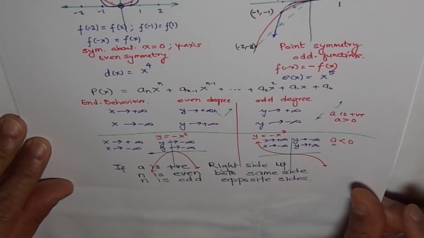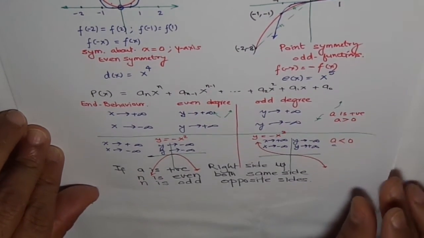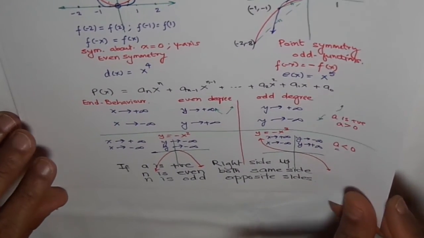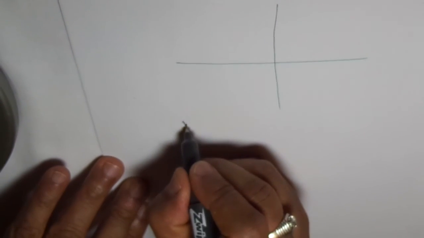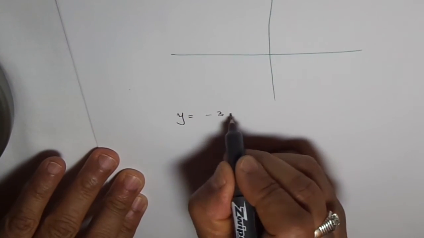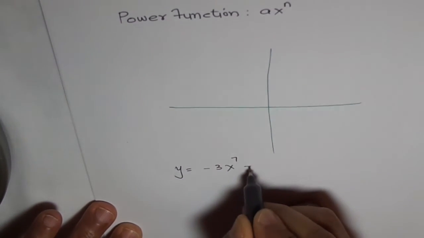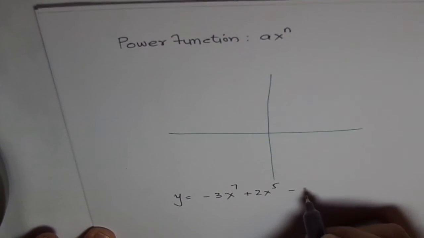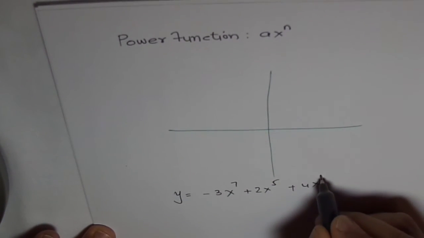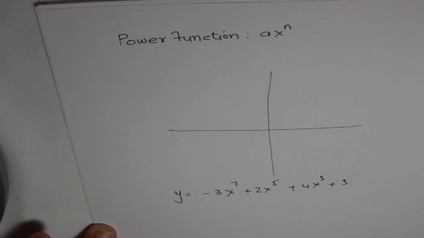And now let me take an example and check with you if you have really understood. Okay? So I'll take another sheet of paper and then we'll work on that. Power functions, and I'll give you one equation to try it out, and then we'll see how close you are. We'll make a very, very rough sketch, right? And let me write a polynomial function here, and my polynomial function is y equals minus 3x to the power of 7 plus 2x to the power of 5 minus 4x cubed plus 3. Let's say this is my equation.